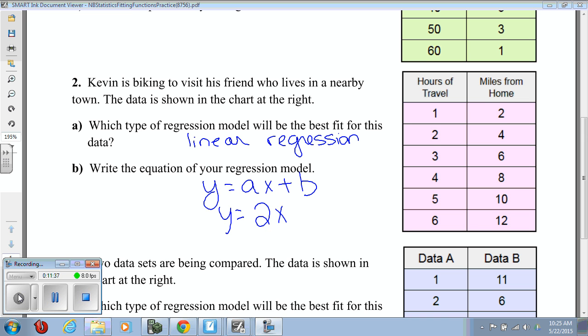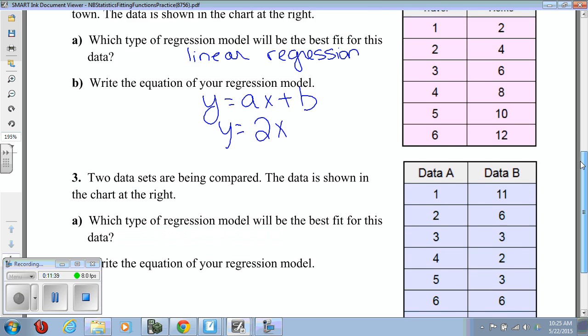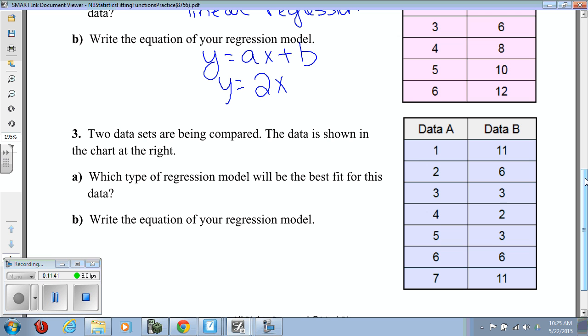So yes, we can now take a peek at B. Two data sets are being compared. The data is shown in the chart at the right. Which type of regression model is going to fit this data, and write that regression model. So he went into stat, calc. He noticed he had symmetry in the chart. He's confident it's a quadratic equation, which is a parabola. So he writes down it's a quadratic regression.